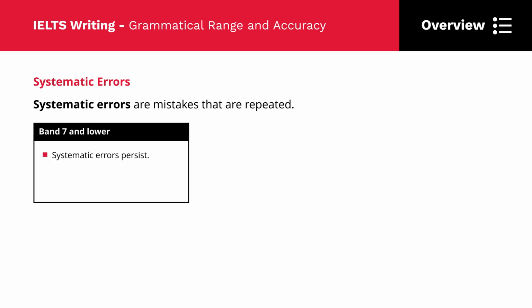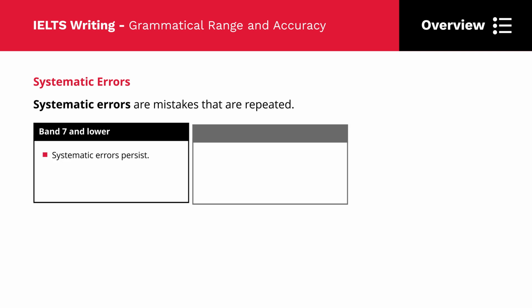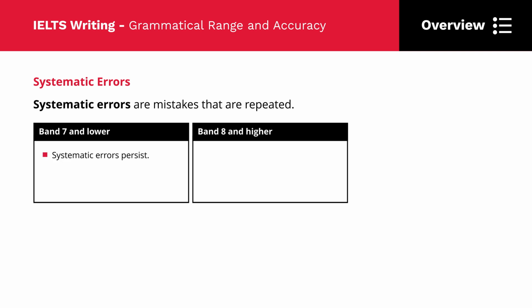This difference is not important for Band 7, but it is important for Band 8. For this higher band, the majority of your sentences need to be error-free, and the occasional errors you do make should be non-systematic.